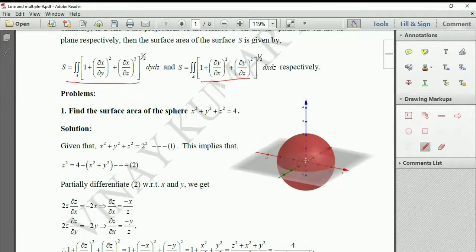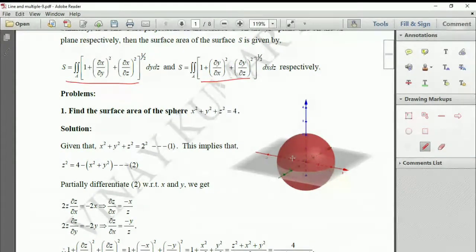Now you can see here, the center is 0, and the radius is 2. Here it's very difficult to see, but the radius is 2 here. So it's a sphere with radius 2.